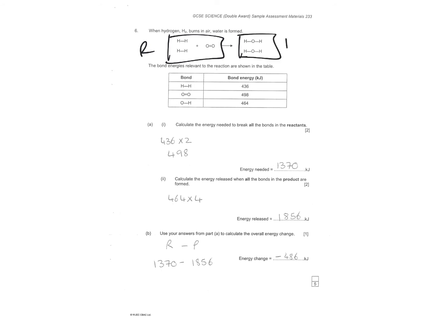Reactants, products, okay? First off, calculate all the bonds you need to break in the reactant, so you had 2 hydrogens and 1 oxygen, so you should have had that. Then it said in the products, remember to count them. 1, 2, 3, 4. Cross them off if you need to. Use your answer for part A to calculate the overall energy change. Reactants minus products, minus 486.